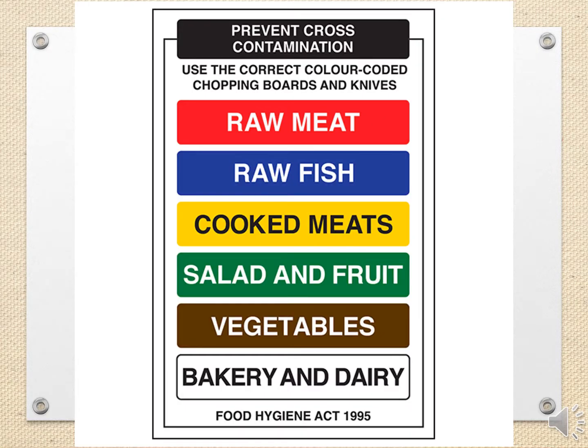Many schools use colored cutting boards. This may mitigate the risk of cross-contamination. You may see red cutting boards used for raw meat, green cutting boards used for salad and fruit, and maybe brown for vegetables that you will be cooking.